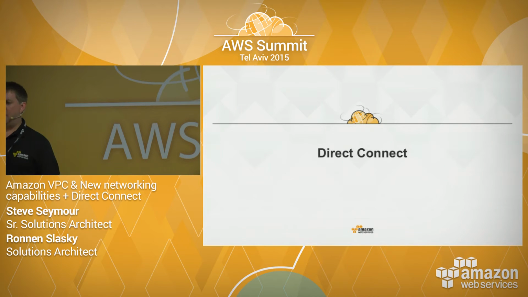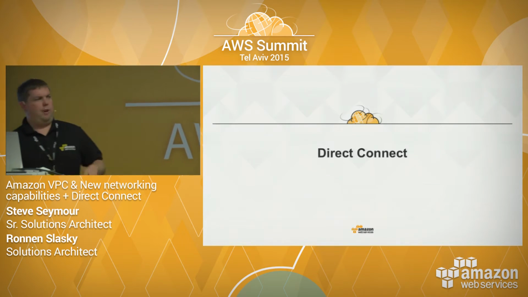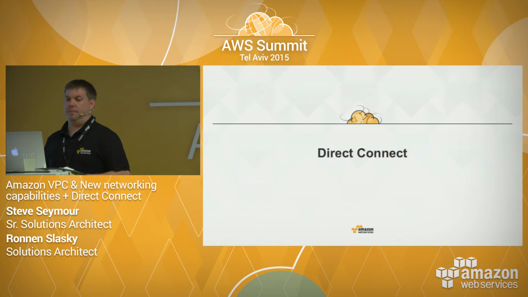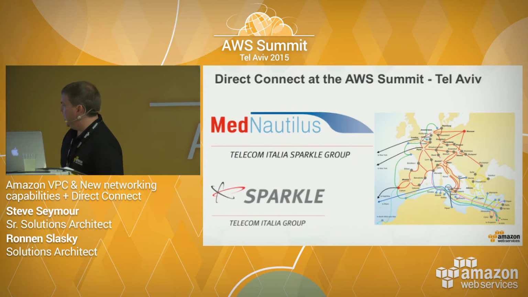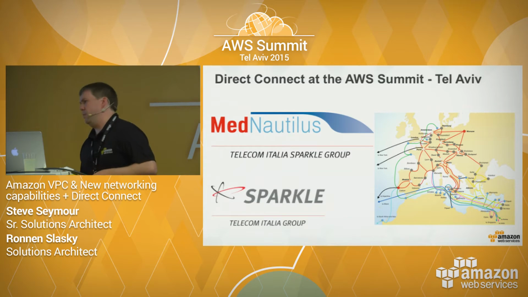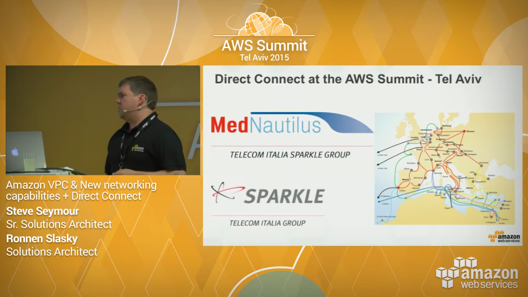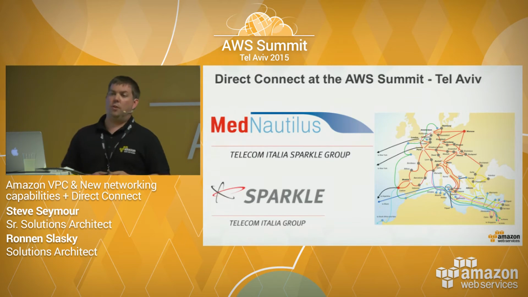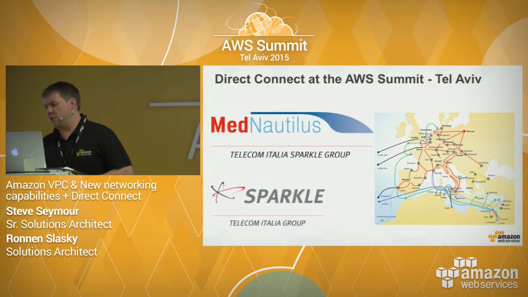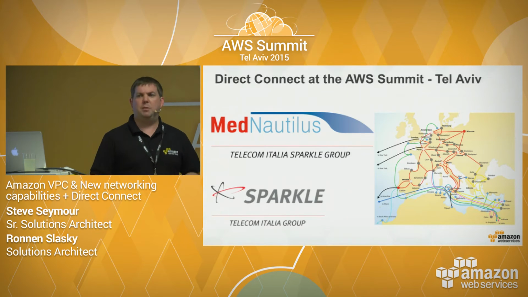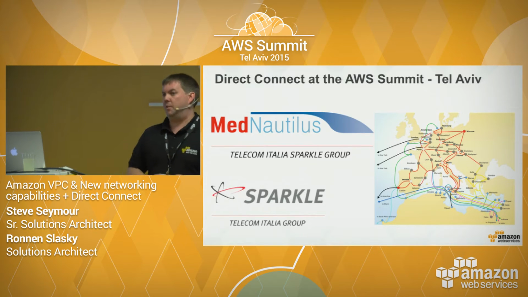So a little bit more about Direct Connect. So here at the summit, we actually have a 1 gigabit Direct Connect run into the event. It's been provided by one of our Direct Connect partners, which is Telecom Italia Sparkle. It's been provided by MedNautilus, part of that group. And 2 of the partners out in the expo area, both Matrix and eMind, have had connections on that Direct Connect service. And you actually saw it in the keynote this morning. So Gamefly's demo of the game was being played over a Direct Connect that we provided for this event.